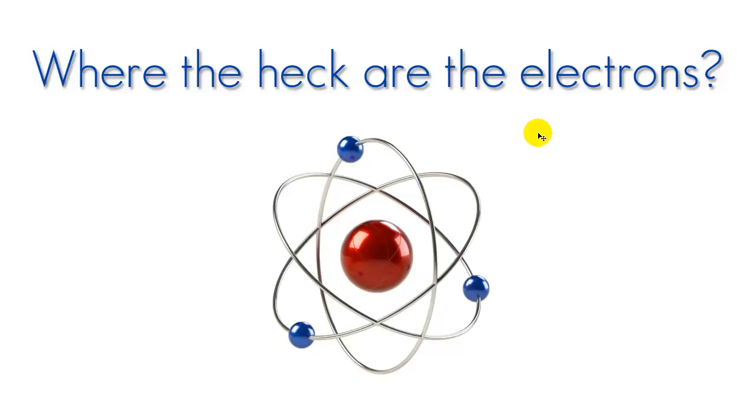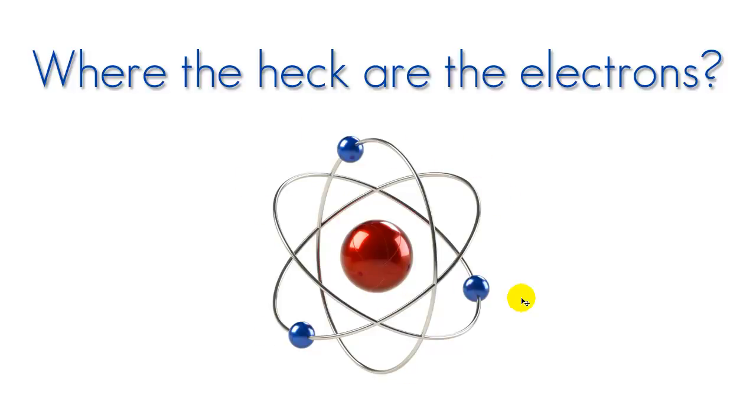So now that we determined that the protons and neutrons are hanging out inside the nucleus of the atom, we have to answer the question, where the heck are the electrons? So you might be thinking, okay, they're probably in the nucleus too, why not? Well, actually, the electrons are spinning outside the atom, or outside the nucleus.